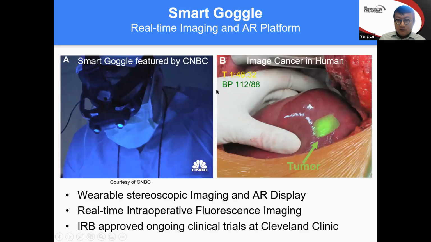Right? So on the right is a representative image of human liver cancer. So you can see the tumor is being pseudo-colored in gray. In this particular case, the fluorescence is actually in the near infrared spectrum, which cannot be seen by the human eyes. But the system can detect it and pseudo-color it as gray. And right now we have a few IRB approved clinical trials going on at Cleveland Clinic, so we're very excited about it.